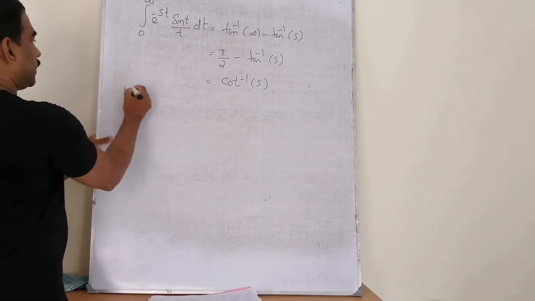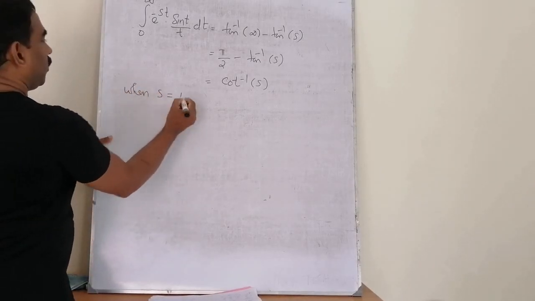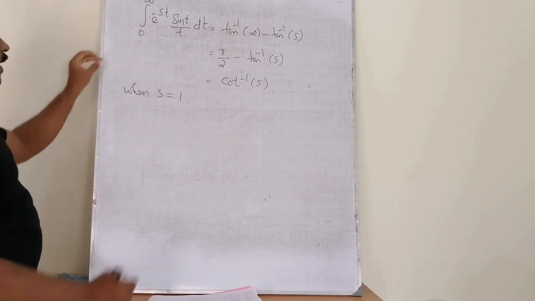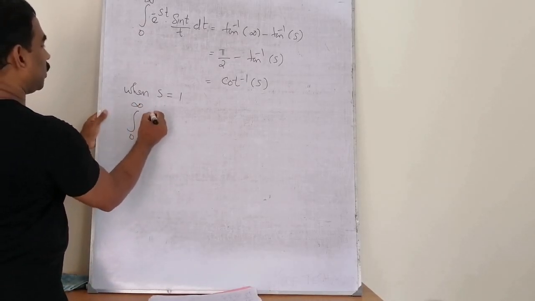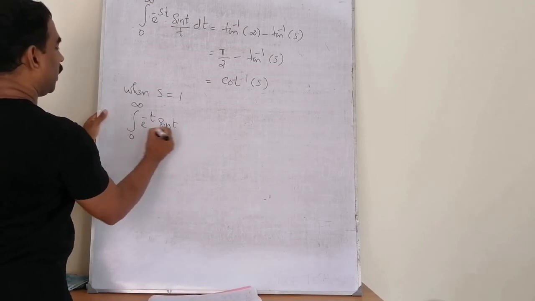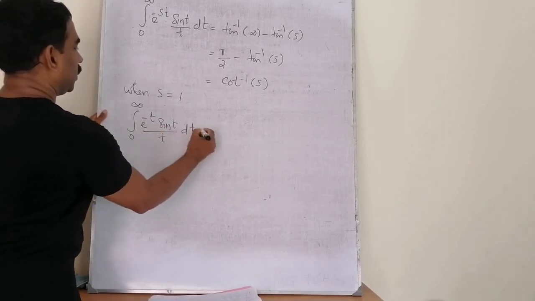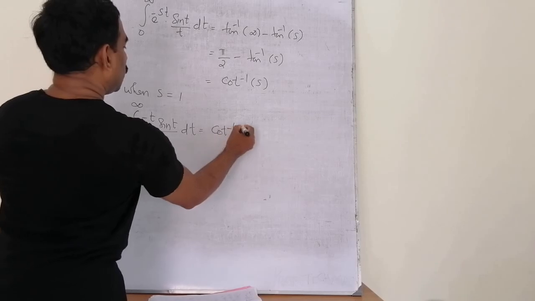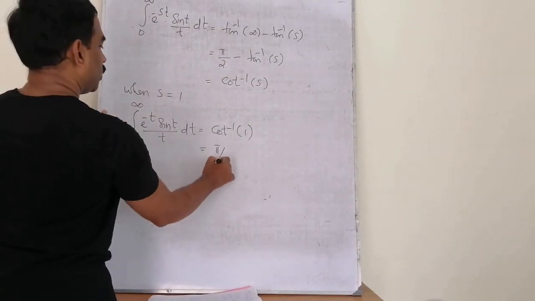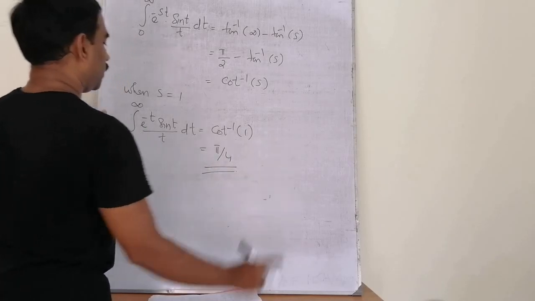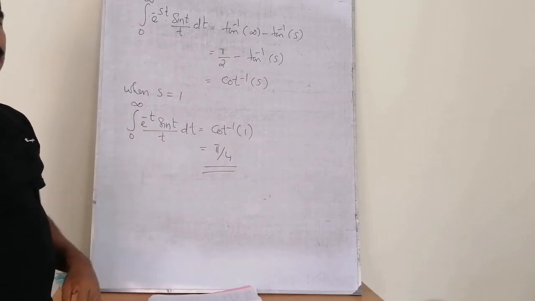Therefore, when this s is equal to 1, we get the value of the required improper integral as integral 0 to infinity e raised to minus t into sin t divided by t dt is equal to cot inverse of 1. And what is cot inverse of 1? This cot inverse of 1 is equal to pi by 4. So this is the value of the improper integral.